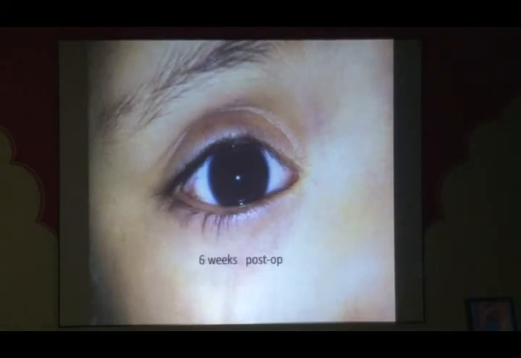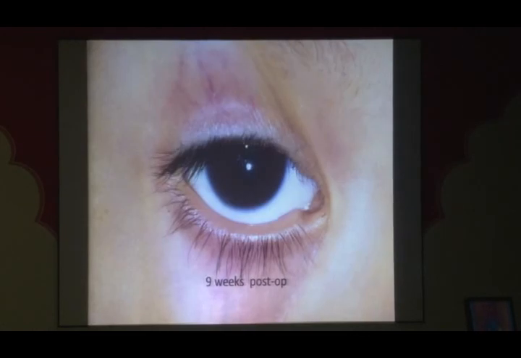So here the child is a few weeks after surgery. You can see how perfect it is. 9 weeks post-op and afterwards.